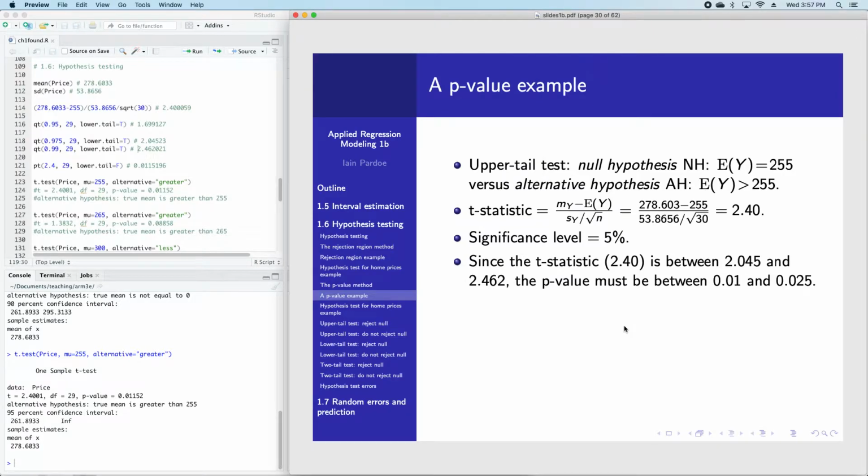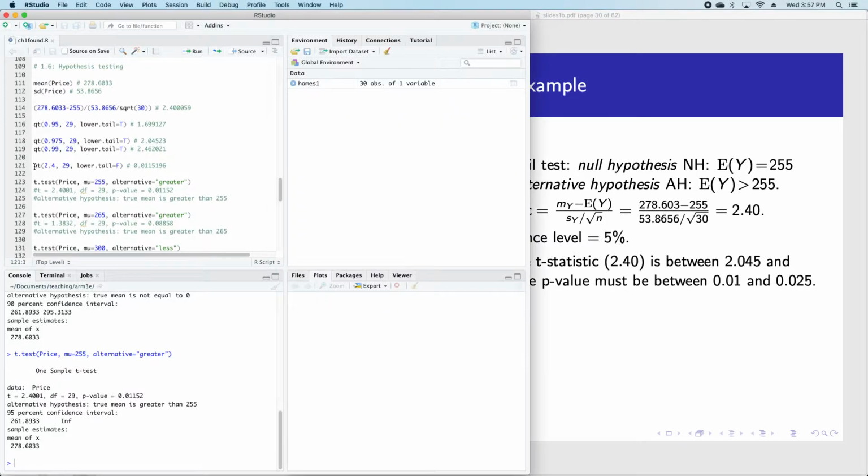So that's how to find an interval for the p-value using a t-table, it's actually much easier just to use statistical software and get it directly. So we can use the pt function in R and find out that the p-value is equal to 0.0115196.